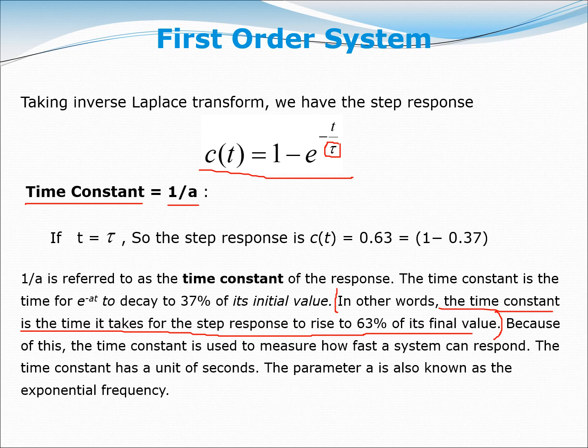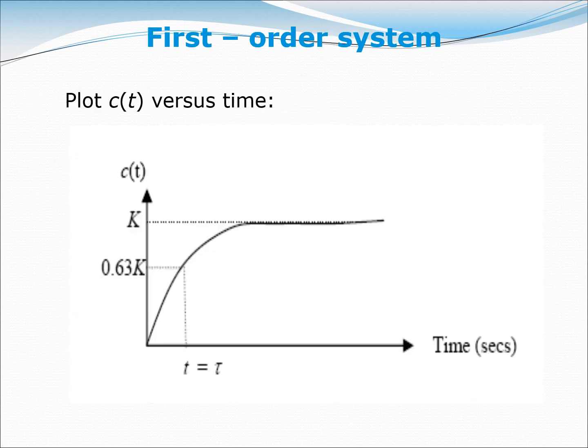Okay, because of this, the time constant is used to measure how fast a system can respond. The time constant has the unit of seconds, and the parameter a is also known as the exponential frequency. The previous statement can be visualized using these figures, meaning that at t equals the time constant tau, you will get the value of 0.63k on the y-axis, where k is the final value.